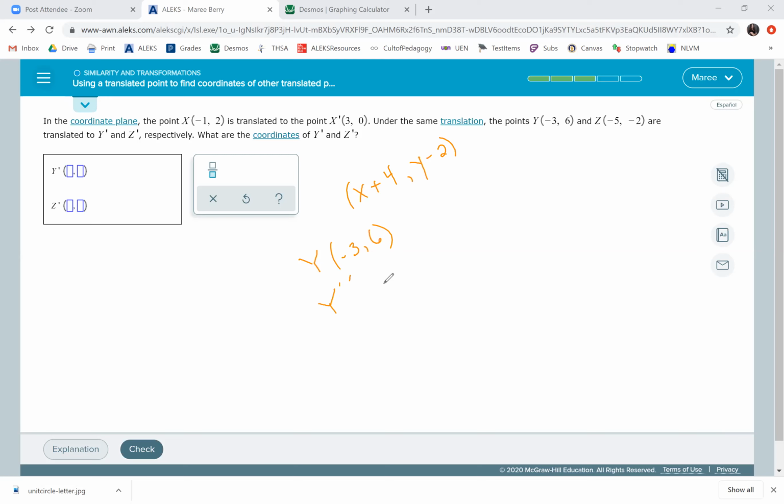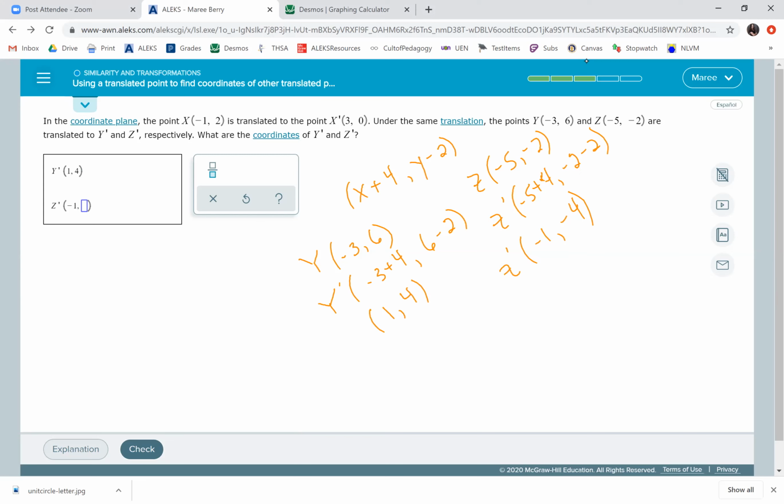So y prime, we're going to do -3 plus 4. And then we're going to do 6 minus 2. I probably should have written it this way before, which is 1. 6 minus 2 is 4. And then z is (-5, -2). So z prime is -5 plus 4 and -2 minus 2. So z prime is, see, -5 plus 4 is -1, and -2 minus 2 is -4. So we'll type those in. We have 1, 4, -1, -4.